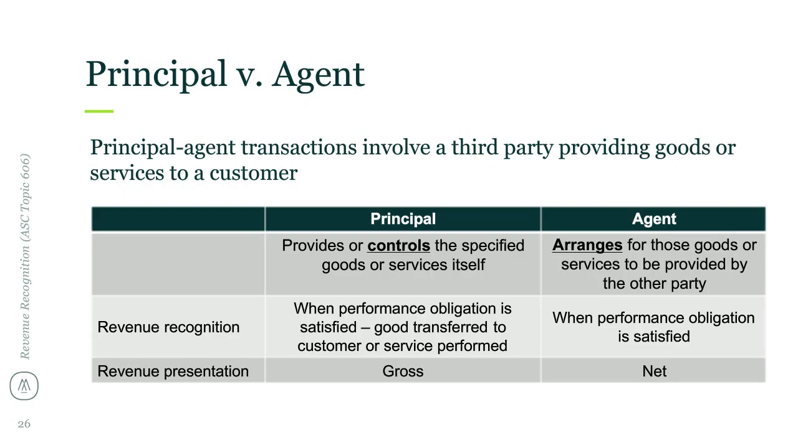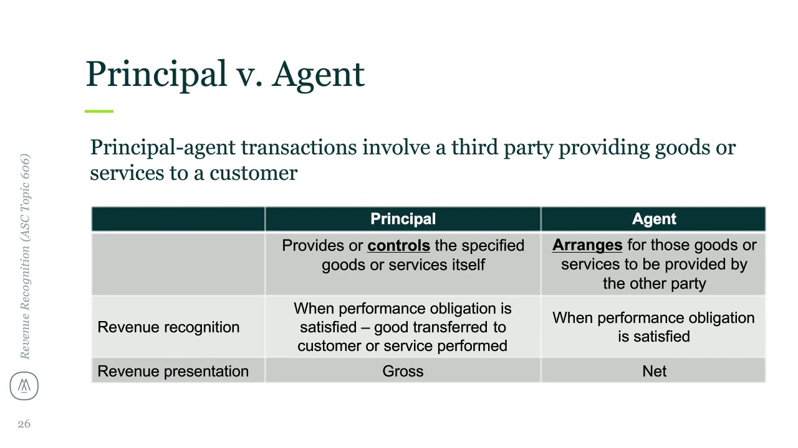So now we're going to dive into principal-agent arrangements. And as a quick refresher, principal-agent transactions involve a third party providing goods or services to a customer. Oftentimes we see this with insurance brokers as well as consulting and engineering firms. So when another party is involved in providing goods or services to a customer, the entity should determine whether the nature of its promise is a performance obligation to provide or control the goods or services, in which case this entity is a principal, or if it is to arrange for those goods or services to be provided by the other party, in which case the entity would be considered the agent.